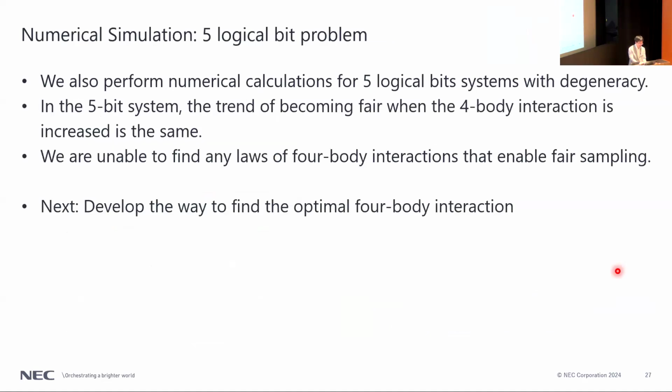We also perform numerical calculations for 5 logical bit systems with degeneration. In the 5-bit system, the trend of becoming fair when the fourbody interaction is increased is the same. But we are unable to find any laws of fourbody interactions that enable fair sampling. Our next step is developing a way to find the optimal fourbody interaction.